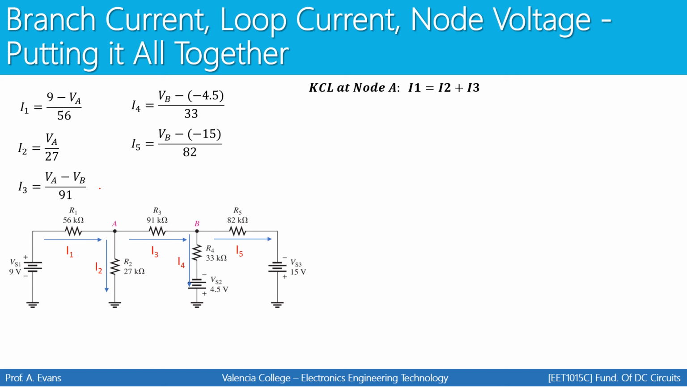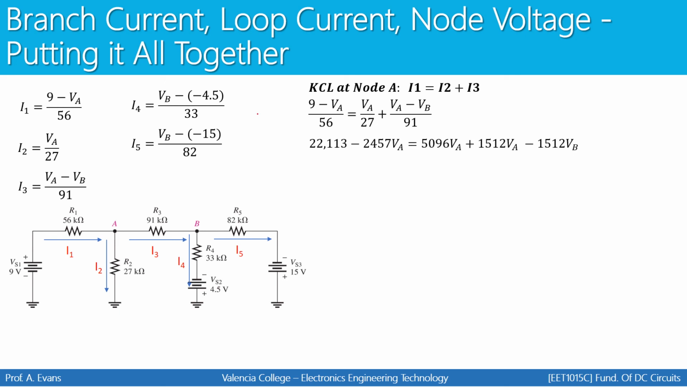So we can see that for node A, I1 has to be equal to I2 plus I3. We're going to replace I1, I2, and I3 with our values here. Simplify to get an equation, equation 1. Remember, go back to the node voltage video if you're not understanding the steps I'm taking here. It's explained in detail in that video.